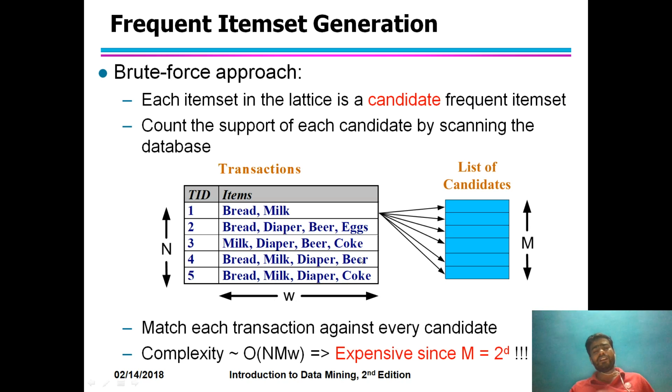So if I go on checking each transaction with every candidate, how many item sets am I going to generate? In the brute force method, as I already told, m is equal to 2 raised to d. So the complexity is O, equal to n into m into w. That is expensive since m is equal to 2 raised to d.